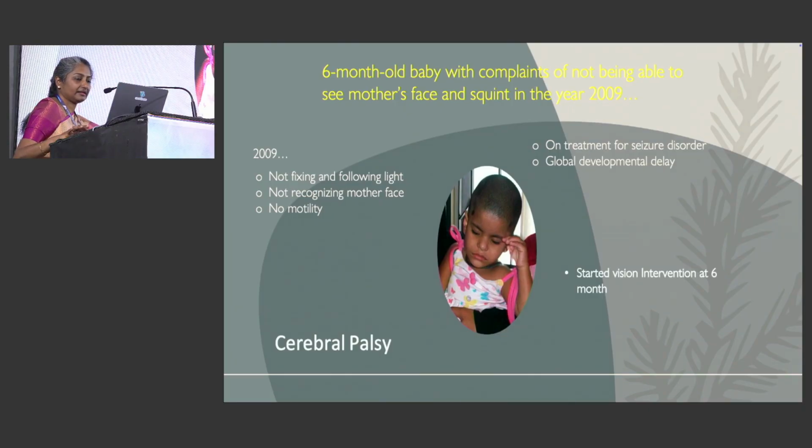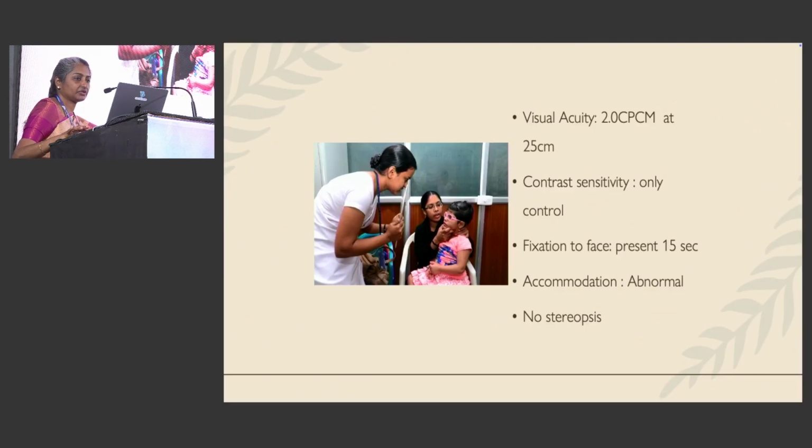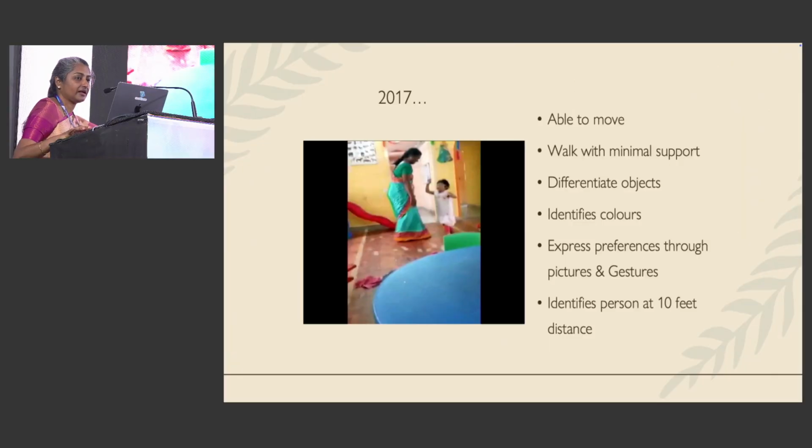Then again, this is also similar. The child, a 6 months old baby, the complaint is of not being able to see the mom's face, not fixing or following light, not recognizing mother's face, and on treatment. So these are the kind of kids that we usually get for the interventions. And for the visual acuity, you have to measure all the visual functions as previously stated. So initially this is over 9 years.